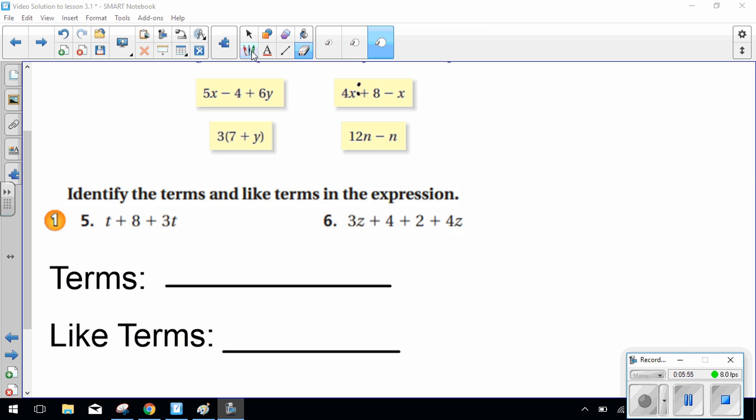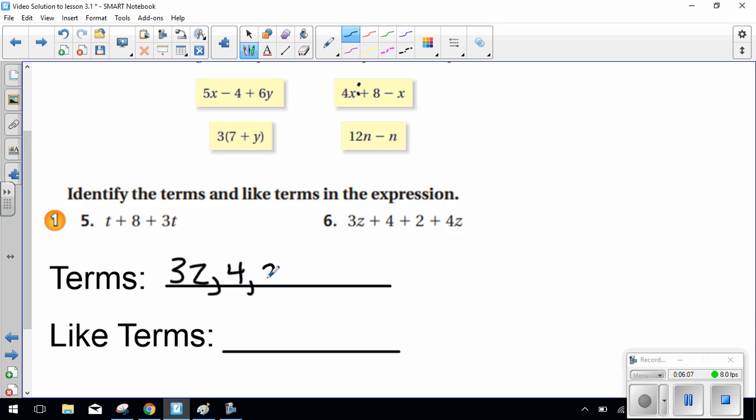All right, so for number 6, we want to list the terms. Once again, terms are separated by plus and minus signs. So I have 3z, comma, 4, comma, 2, and 4z. Okay, my like terms, so here's a term with the z, and here's another term, so they are like terms. And here is a number that doesn't have a letter attached to it, and here's another with no letter attached. So I have 2 constants and 2 coefficients.